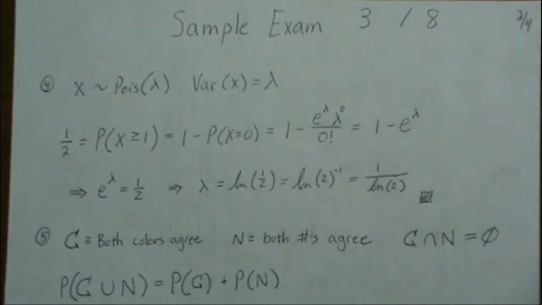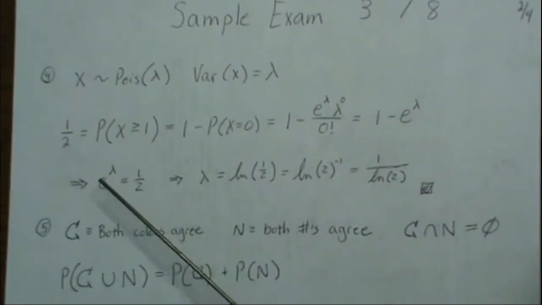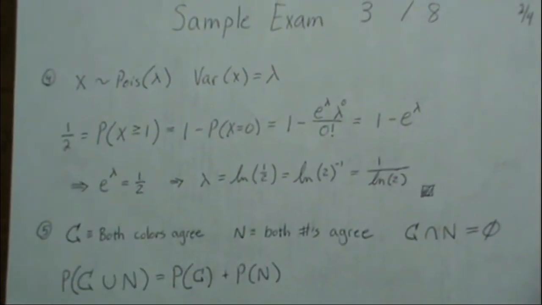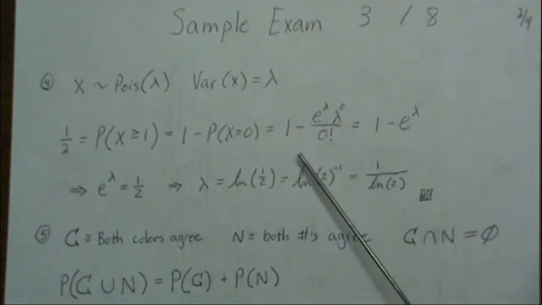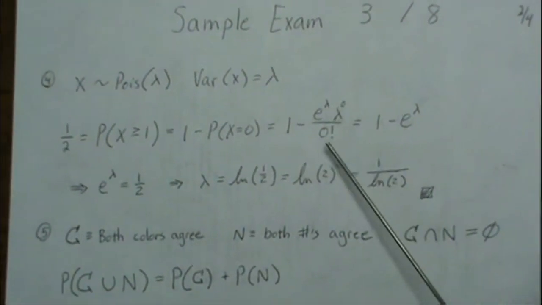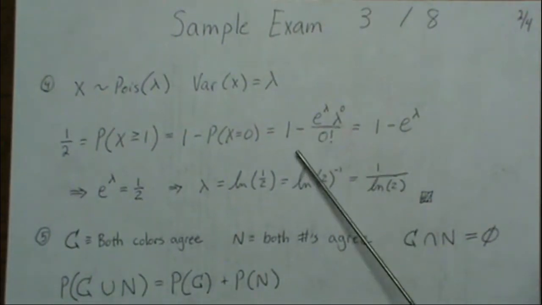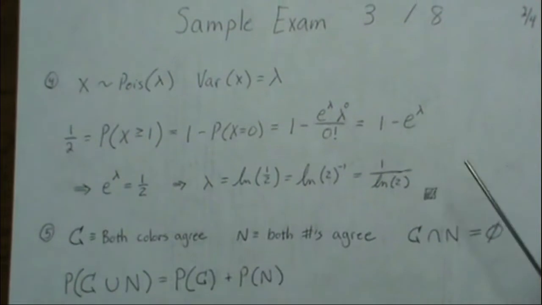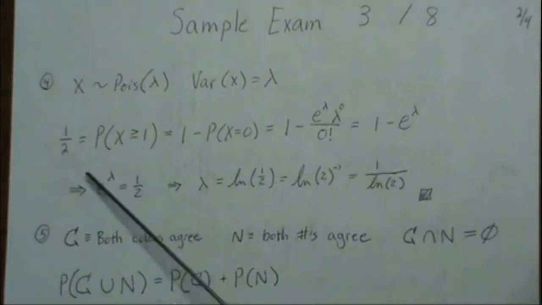So problem number 4, we're given that X is a Poisson distribution and that the probability that X is greater than or equal to 1 is 1/2. So we change that to 1 minus the probability that X is equal to 0, and then we know the distribution for a Poisson, where we don't know the value of lambda, so we leave it just lambda. This simplifies to 1 minus e to the minus lambda. So then that's equal to 1/2.